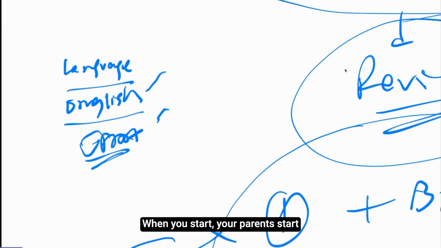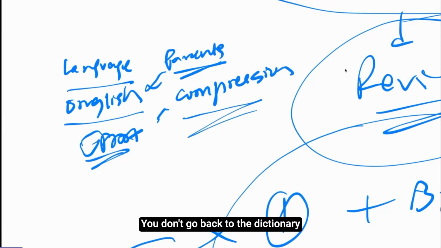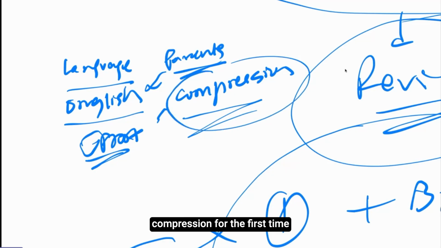When your parents start teaching you English, you learn what, let's say, compression means for the first time from your parents. You don't go back to the dictionary and keep repeating it until you go nuts. What you do is you learn compression for the first time from parents, and then you might forget it.